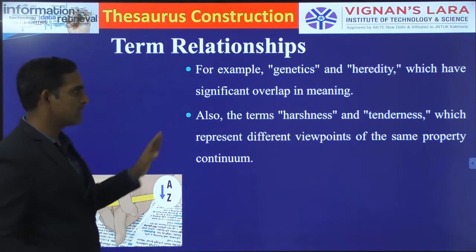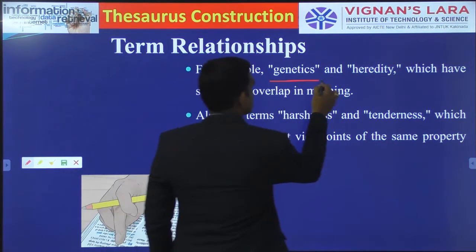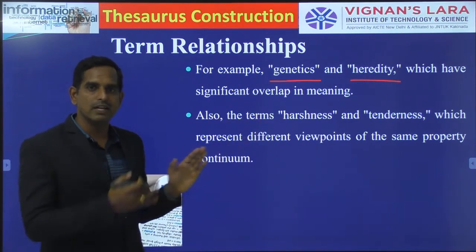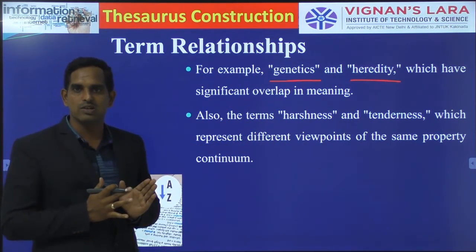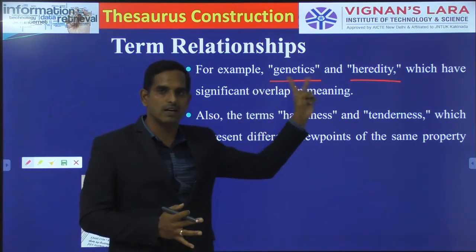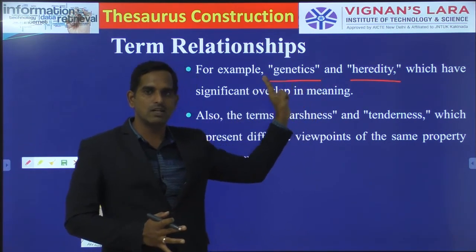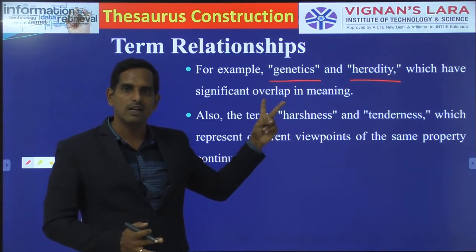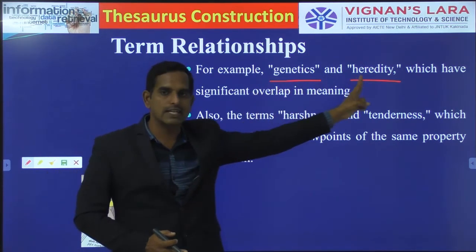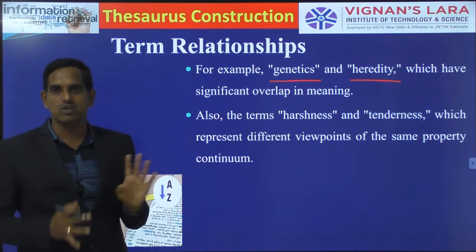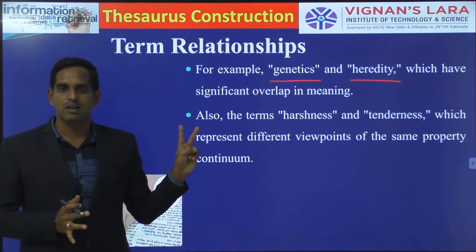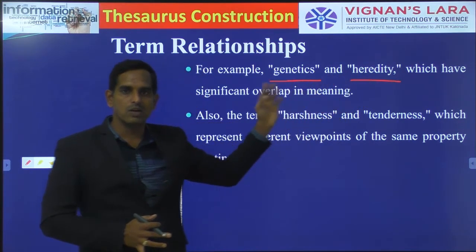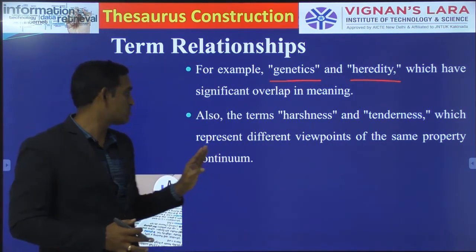For example, your quasi-synonyms, your genetics word and hereditary word, which have significant overlap in the meaning, can be considered as quasi-synonyms. Even though those words are not the same words, they are related words, but they don't have the same meaning. So your genetics and hereditary word can be treated as quasi-synonyms for each other. When I search for genetics, I can get hereditary as well. That is how quasi-synonyms will be present.